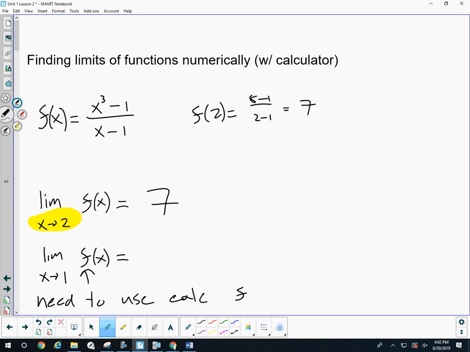I do for this. Why? Because if I tried to plug 1 into this function, I get 0 over 0, which is undefined. Please remind your neighbors what you would do, because it's so important, and show it in your calculator to find the limit as x approaches 1 of x cubed minus 1 over x minus 1. Go. Find the limit.